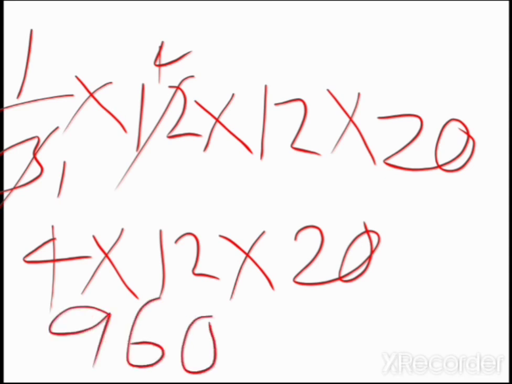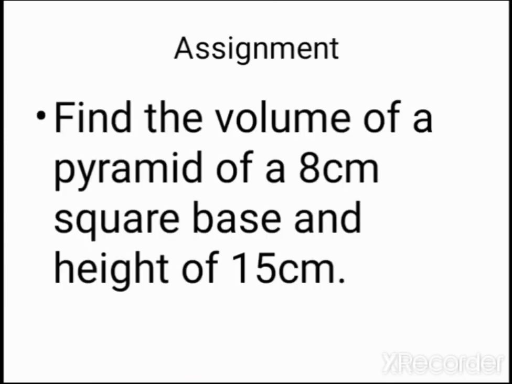960. Then our unit of measurement was in what? Centimeter. So we put our centimeter. Since we are measuring volume, we should not forget, in a rush, to put our unit of measurement of volume, which is what? Cube. So the volume of this pyramid of a square base is what? 960 what? Centimeter cube.